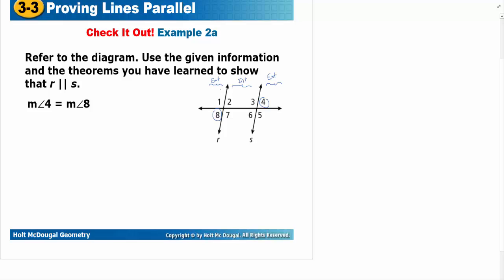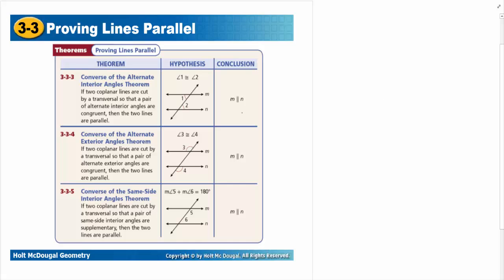So if you look, we have, in this case, 2 exterior angles, and they are on opposite sides of the transversal. Okay, so if you're kind of looking over here, we have our alternate exterior angle theorem, which says the exact same thing, right? If these angles are congruent, then we can say that the lines are parallel.